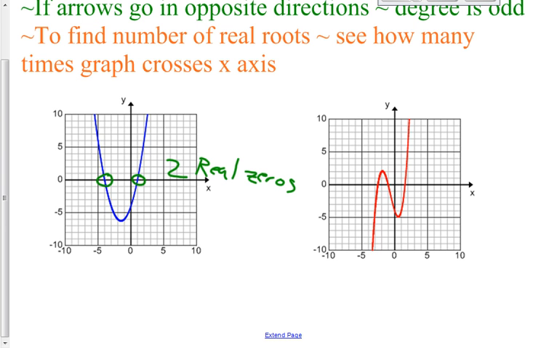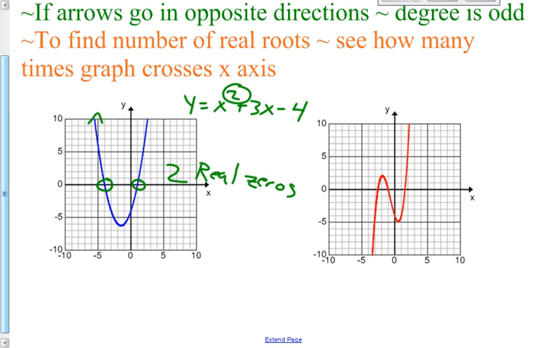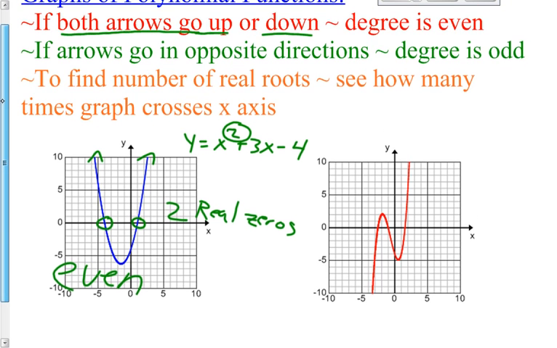For our quadratic functions, an example would be like y equals x squared plus 3x minus 4, something like that. What's our degree? Our highest power of x is x squared. When it's even, it means that both arrows go up or both arrows go down. As you can see, both of our arrows here are going up. They're going in the same direction. When they go in the same direction, we know that this is even. Okay? I believe that's all it required of us.